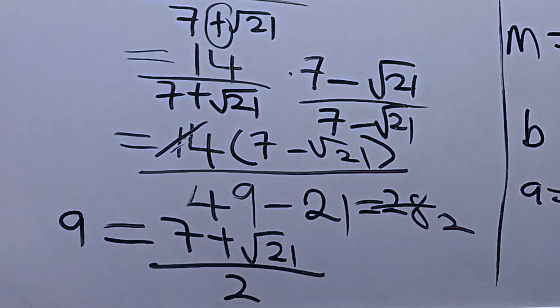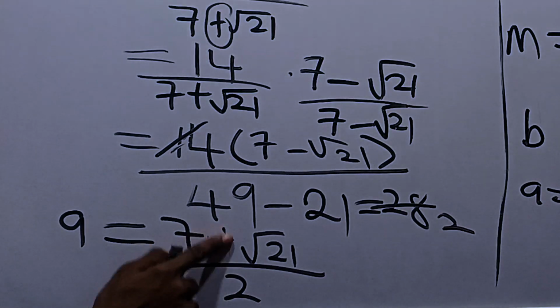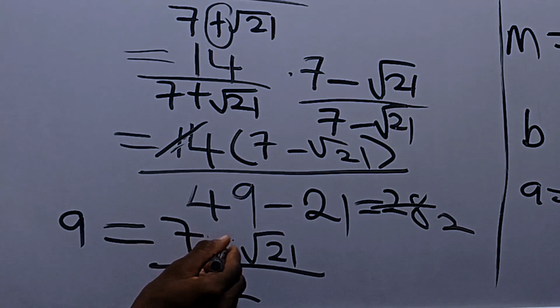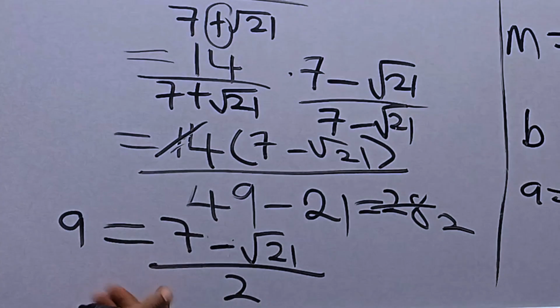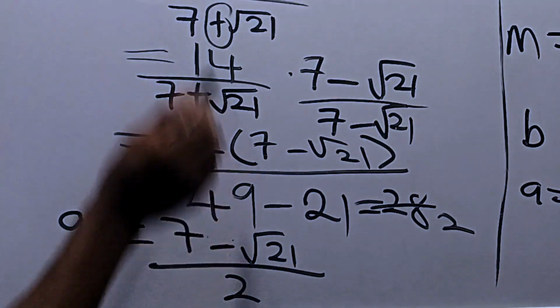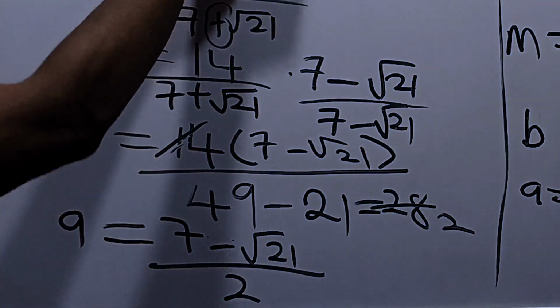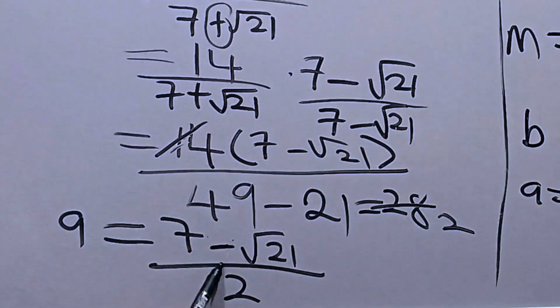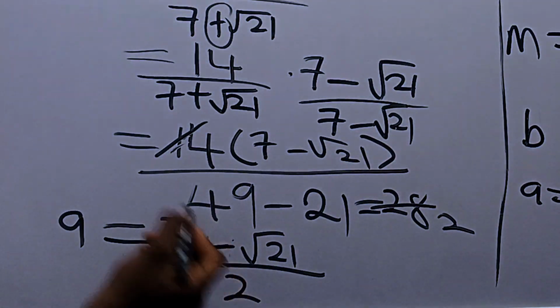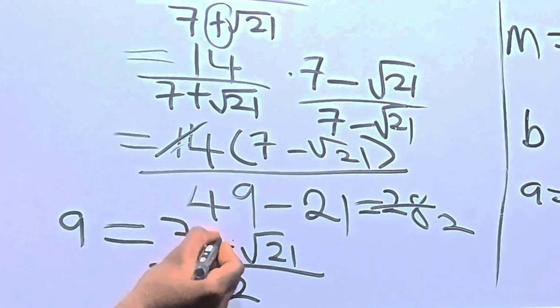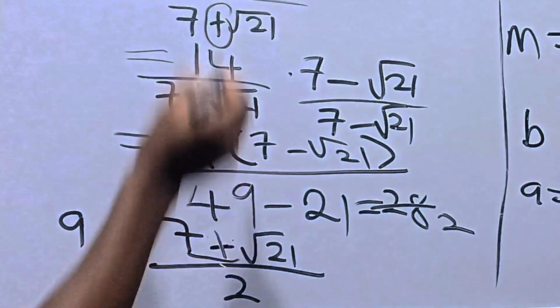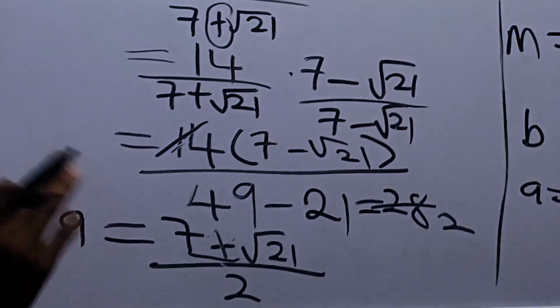Sorry, it's 7 minus root 21 over 2, rather. Now, what does this mean? It means that when b is equal to 7 plus root 21 over 2, a becomes 7 minus root 21 over 2. Or otherwise, when a is 7 plus root 21 over 2, b becomes 7 minus root 21 over 2.